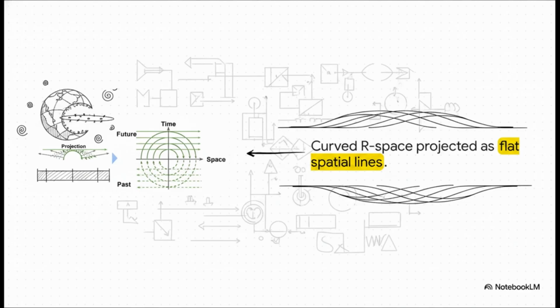It's exactly like taking a globe and projecting it onto a flat 2D map. We live on a curved Earth, right? But we experience the ground locally as totally flat.